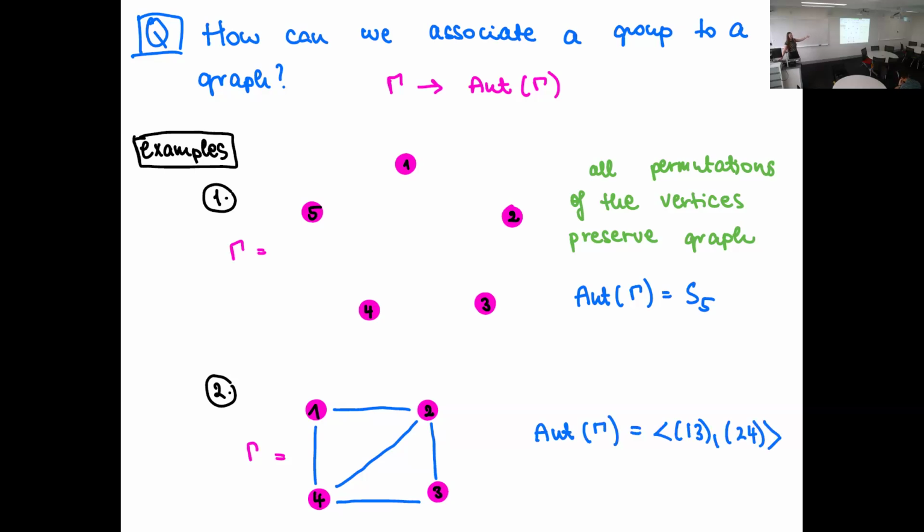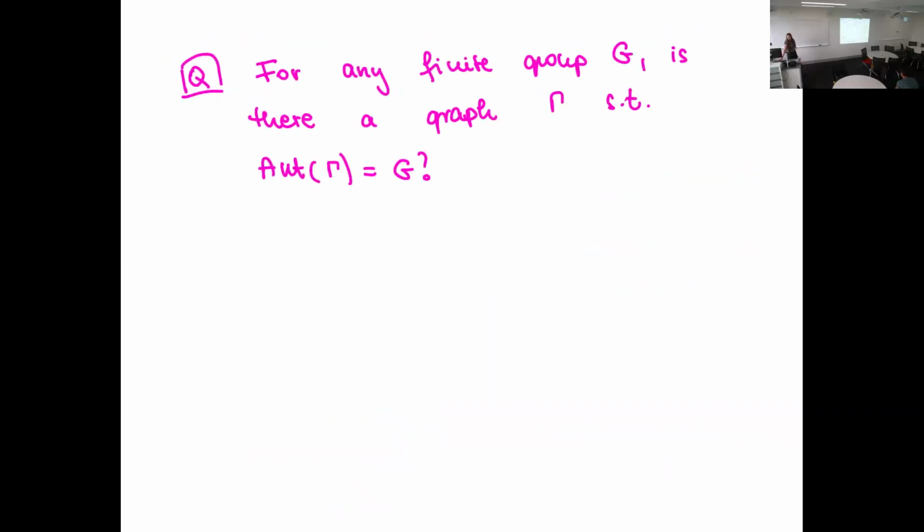So the automorphism group will be the one generated by (1 3) and (2 4), which is just K, the Klein 4 group. Okay, so it's quite easy to associate a group to a graph, but is it easy to associate a graph to a group? So if you are given any finite group you want, can you find the graph gamma such that the automorphism group of gamma is exactly the group that you start with? What do you think?